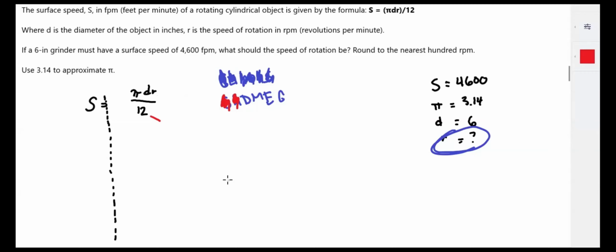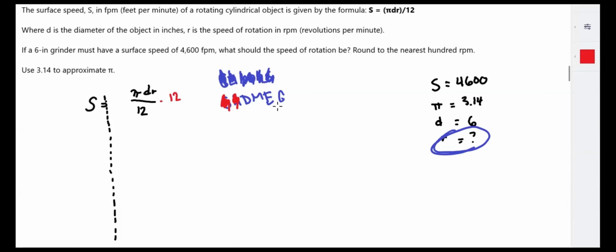Multiplication and division are like fire and water. They cancel each other completely out. And the whole goal here is to continually cancel stuff out until R is by itself. So I'm going to start by canceling out that 12. I'll use the inverse operation of multiplication.